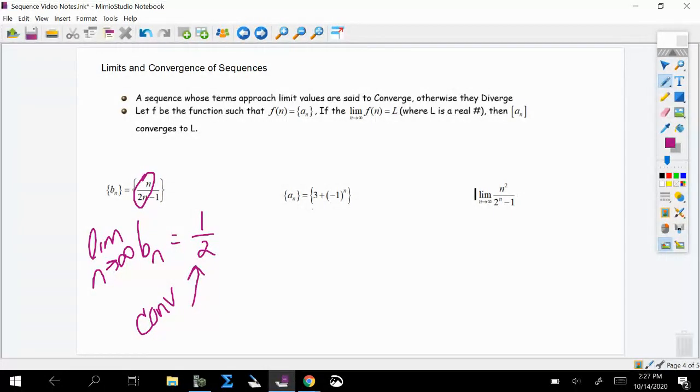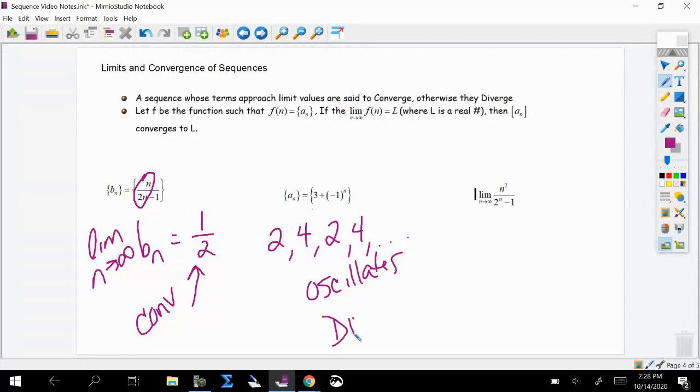Next one's kind of a strange one because of this oscillating feature. So if I put a 1 in here, I have -1 to the first, which is -1. So I have 3 plus a -1 is 2. But then when I put a 2 in there, that becomes a 3 plus 1, which is 4. And then when I put a 3 in, I go back to having 3 minus 1. And you'll notice that we call this an oscillating function.